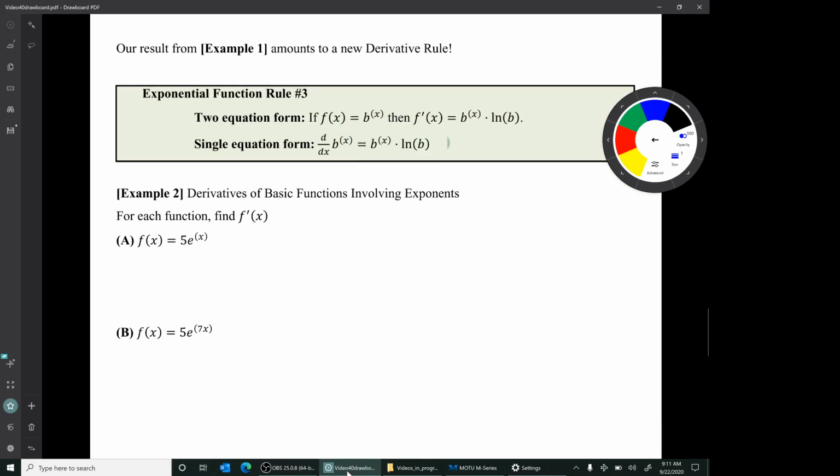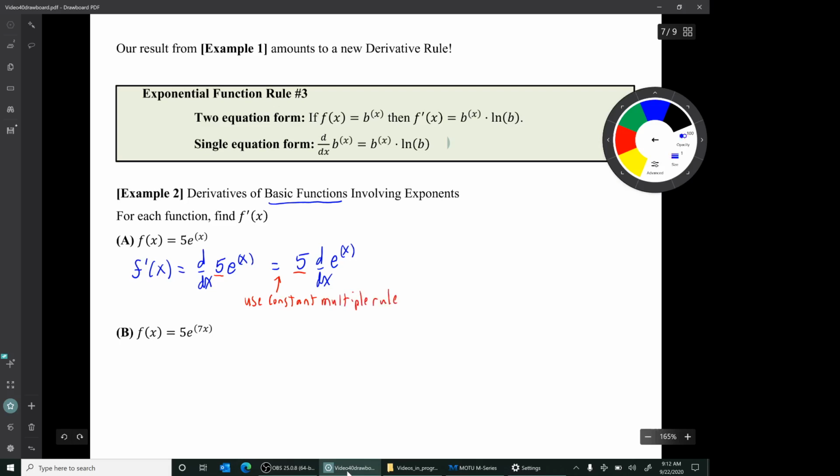All right, well, for the remaining examples, I want to just do derivatives of functions involving exponents. So example 2 is just derivatives of basic functions. So for each function, we're supposed to find f prime of x. Notice, even though we have these new derivative rules, the first derivative rule that we use is an old one. This is the constant multiple rule.